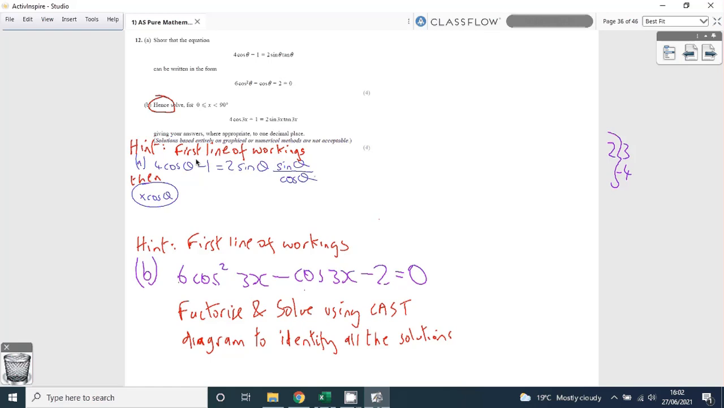Now for part B, you've just got to pick up what's going on here, okay? We've got to solve this here, and that is obviously effectively that top line there, just with theta being replaced by 3x. So in solving this with 3x, our first line of workings is just to replace this with 3x. And then we've just got a normal quadratic, haven't we, where cos 3x is effectively our y. So go and factorize and solve that. And then using a CAST diagram, go and pick up all the various solutions.